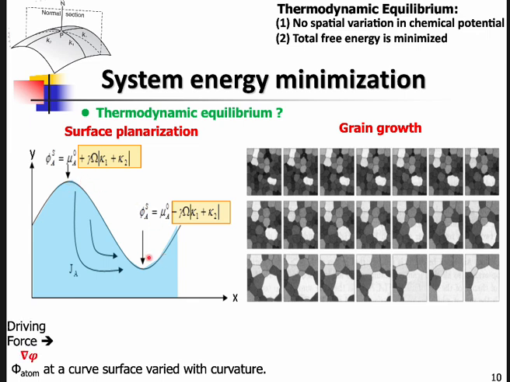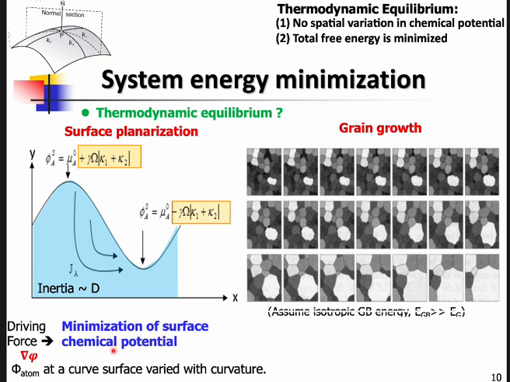As we mentioned before, the surface chemical potential gradient can serve as a driving force to drive atoms with a high surface chemical potential to move toward sites with lower surface chemical potential. So the atoms will move from the convex region toward the concave region. How fast they move depends on the diffusivity of atom A. And finally, it can lead to the minimization of surface chemical potential.